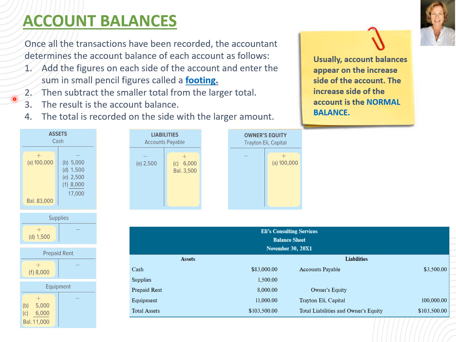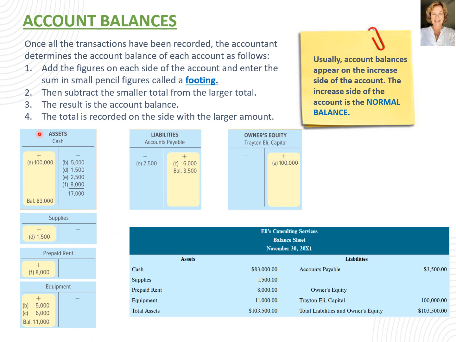Subtract the smaller total from the larger total, and the result is the account balance. The total is recorded on the side with the larger amount. And usually, the account balance appears on the increase side of the account. What that means is that, for instance, assets increase with debits, so typically that's where the balance would be. And it's also called the normal balance.